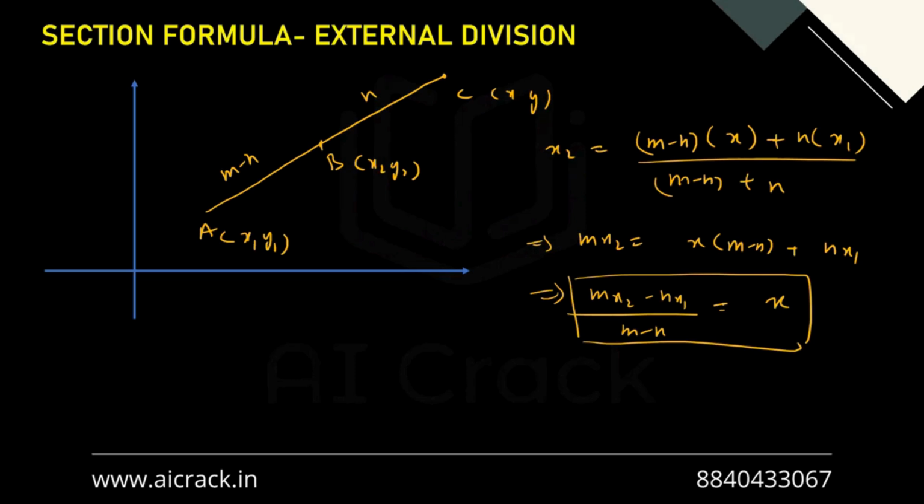Now you can clearly see over here that in case of internal division, it was (m x2 plus n x1) divided by (m plus n), but we have just replaced plus n with minus n. So in case of external division, the only difference is we have used the minus sign over here, and the remaining part is more or less similar. Similarly for y, that would be (m y2 minus n y1) divided by (m minus n). Okay.